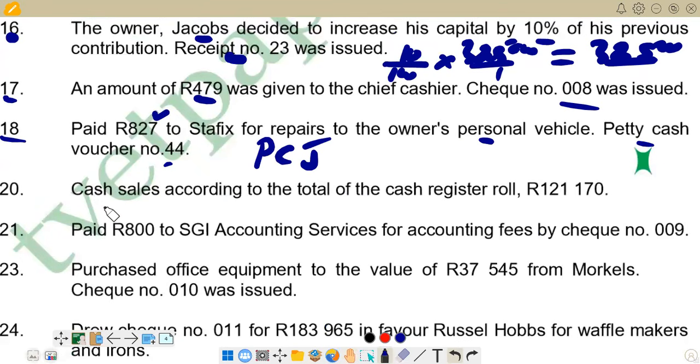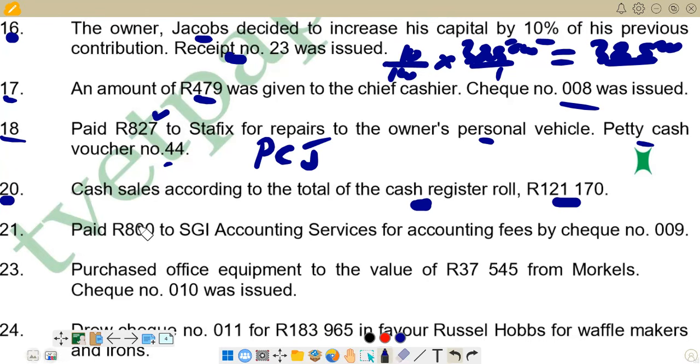We have our 20 there, cash sales according to the total of the cash register row. We also have cash sales, so it means we are going to the cash receipt journal. We have the day 20, amount 21,170. Then on document number, we are going to put the CRR, which is the cash register row.